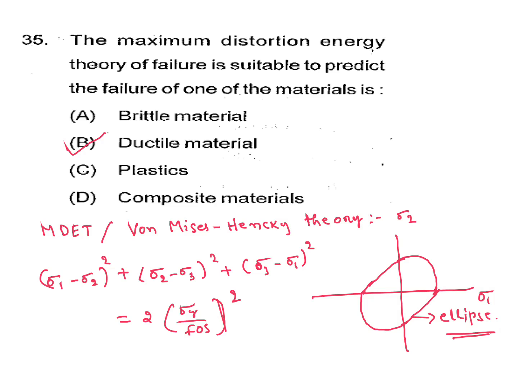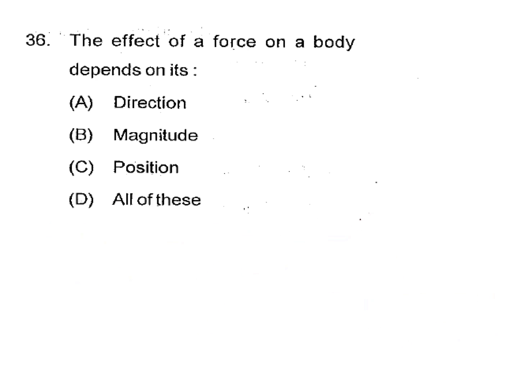Formula is sigma 1 minus sigma 2 whole square plus sigma 2 minus sigma 3 whole square plus sigma 3 minus sigma 1 whole square, equal to 2 into (sigma y by FOS) whole square. It is also called as MDT, also called as von Mises and Hencky theory. This name is also important. Sometimes list 1, list 2 matching they are giving. So formula is also very important. The effect of a force on a body depends on its: A, direction, B, magnitude, C, position, D, all of these. Its answer is D, all of these.